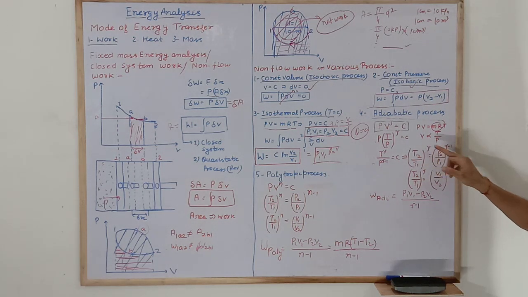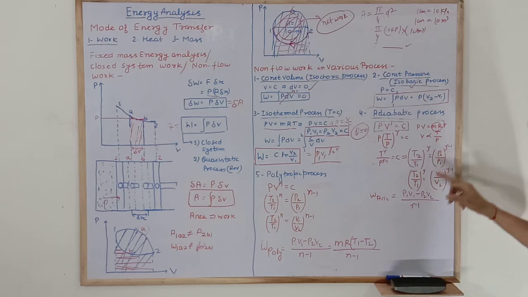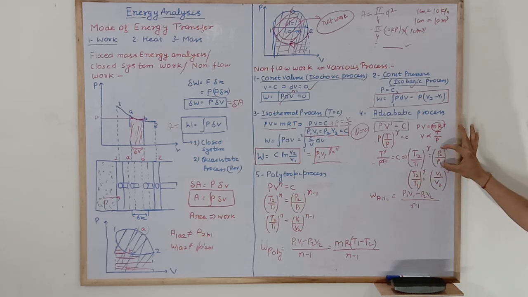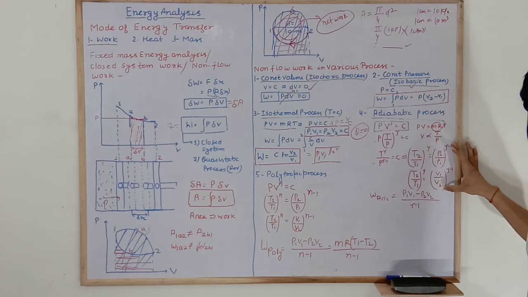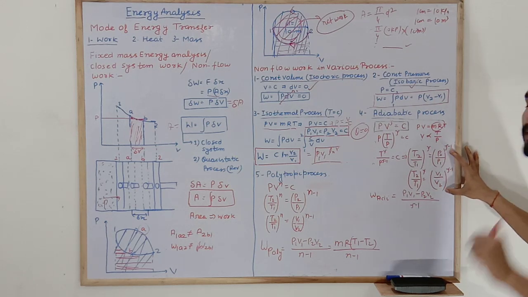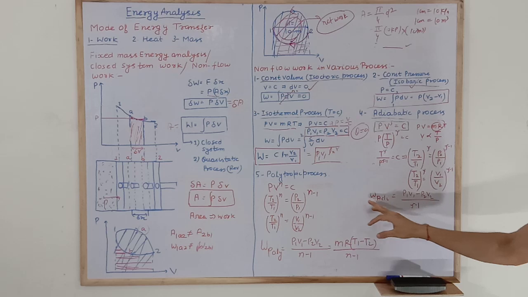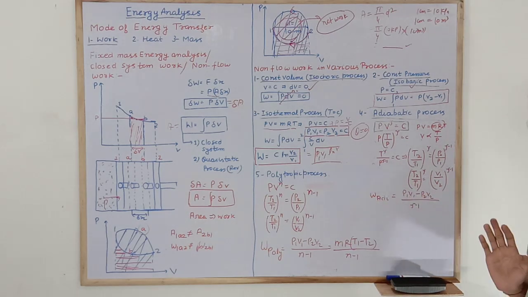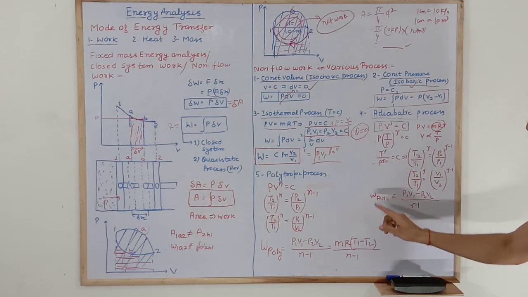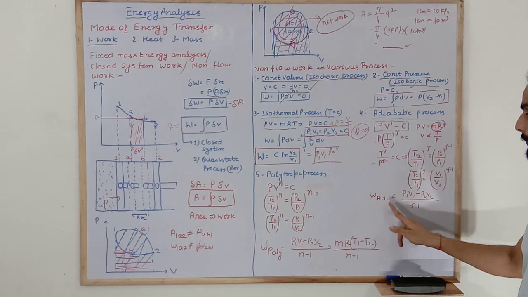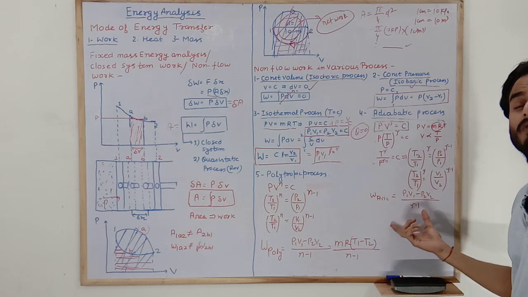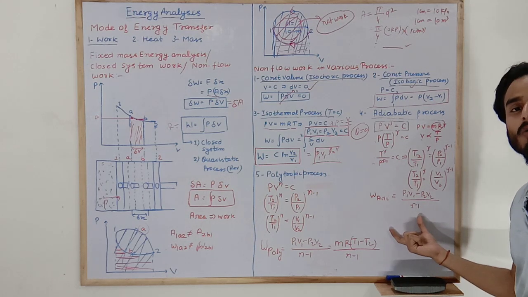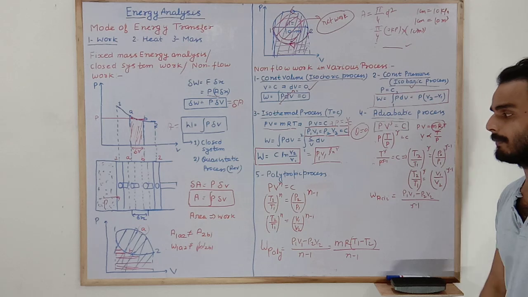T2 by T1 is equal to (P2 by P1) raised to power (gamma minus 1) over gamma, and instead of P2 by P1 we can write V1 by V2. So these two formulas for the adiabatic process are very important. Every time they will be used in questions, so please remember them. And the work done for the adiabatic process is P1 V1 minus P2 V2 divided by gamma minus 1. This formula you can directly remember for objective purposes.